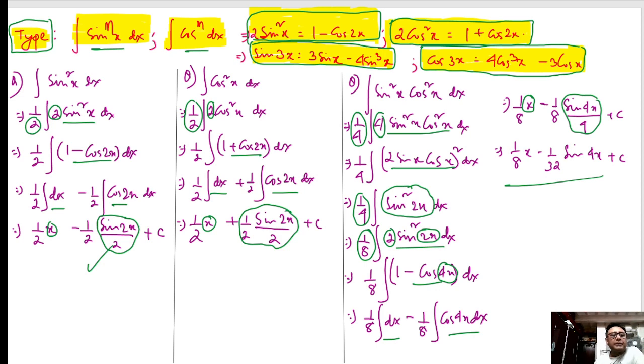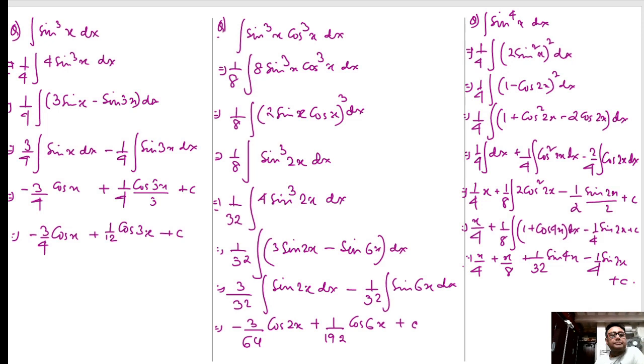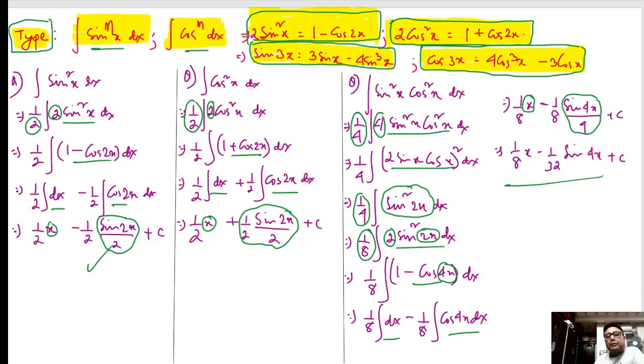Next, see friends, let us see sine cube x. I told you how to separate from here. I want to separate sine cube x, this much part. So how will I write? It will be 3 sine x minus sine 3x by 4.